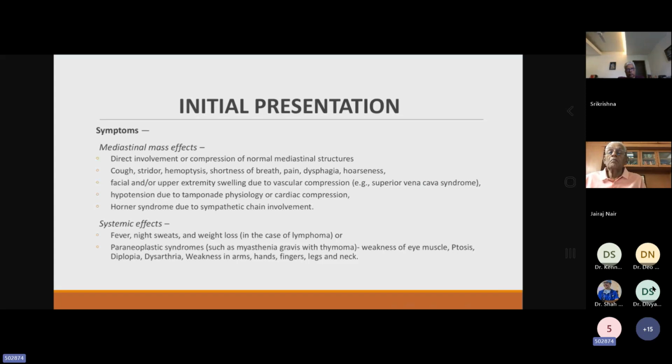Systemic symptoms include fever, night sweats, and weight loss in the case of any malignancy, and paraneoplastic syndrome, as in myasthenia gravis associated with thymoma. Patient will present with weakness of eye muscle, ptosis, diplopia, dysarthria, and weakness in arms, hands, fingers, legs, and neck.